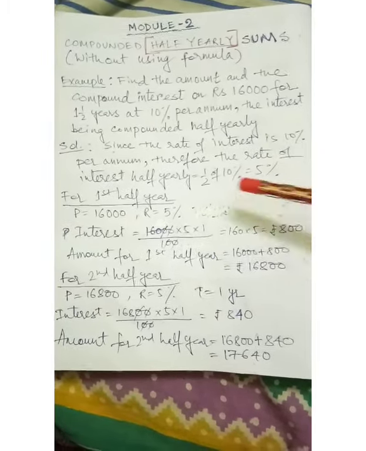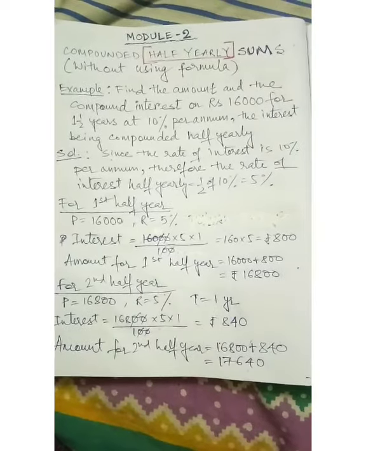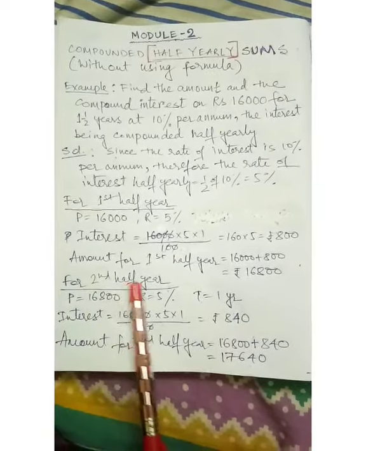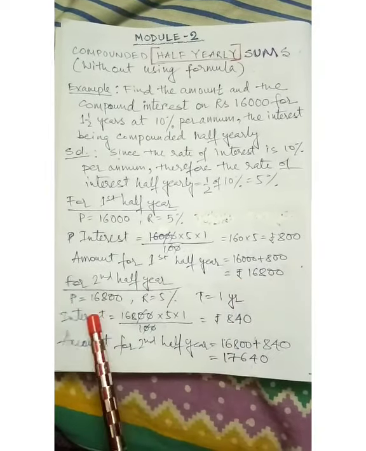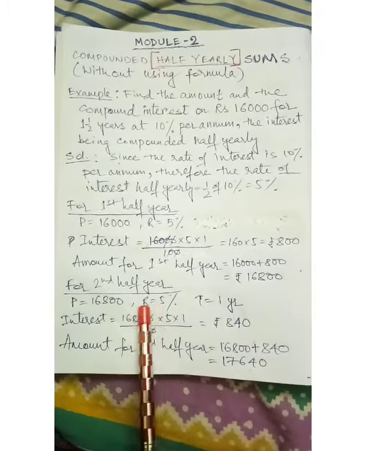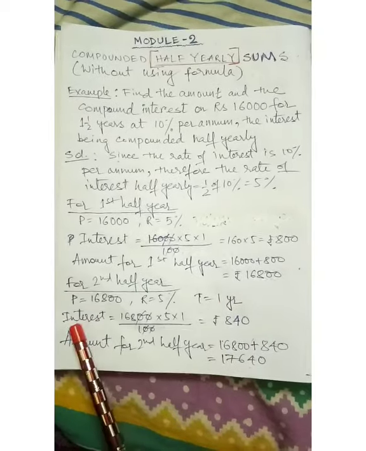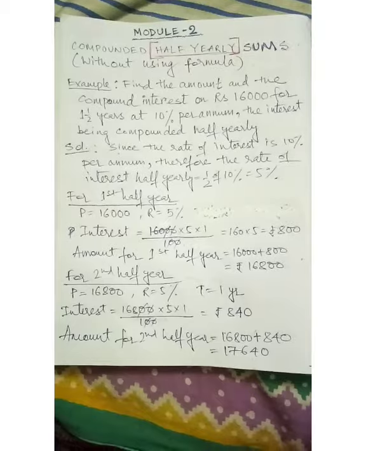16,800. Next, for the second half year: one half year has gone, now we will do the next half year. For the second half year, what will the principal be? Last year's amount will be the current year's principal. Then rate will be 5%. T equals 1 year. Then interest equals P into R into T by 100. Same formula, only the interest formula.